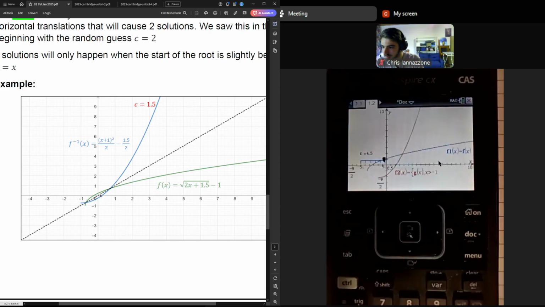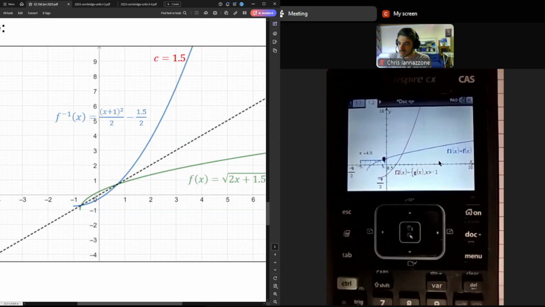And that's because what you want to have happen is you want to have the green starting point above the line y equals x. Otherwise, it's going to come back in on itself and it's going to intersect twice. As long as this green goes above the line y equals x, that starting point, then you'll only ever touch once when this starts to taper off.